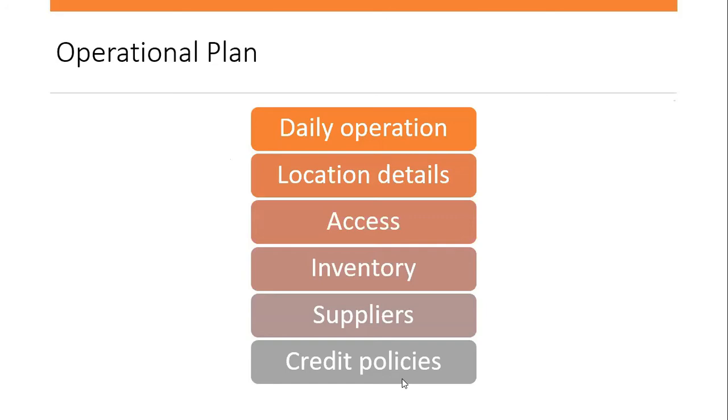For me, I wanted to have at least 3 suppliers for the medical supplies and at least 3 suppliers for the uniform, so that I will be more resilient if something happened to a certain supplier. And then what if you're going to offer credit, what would your credit policies be?